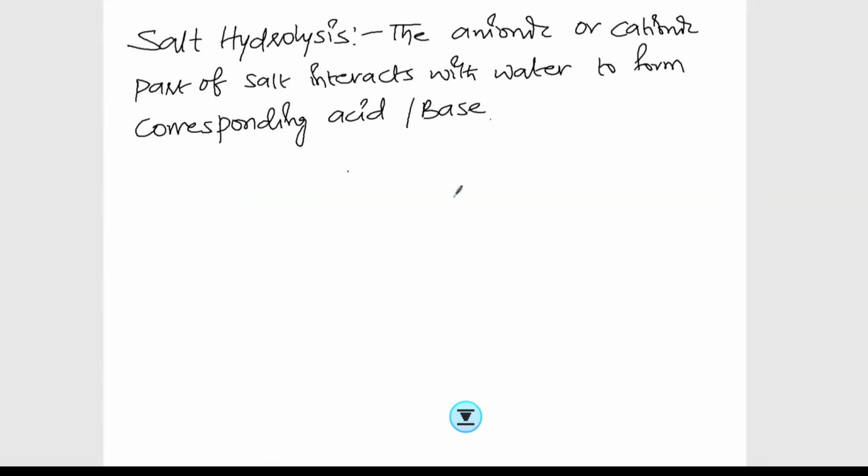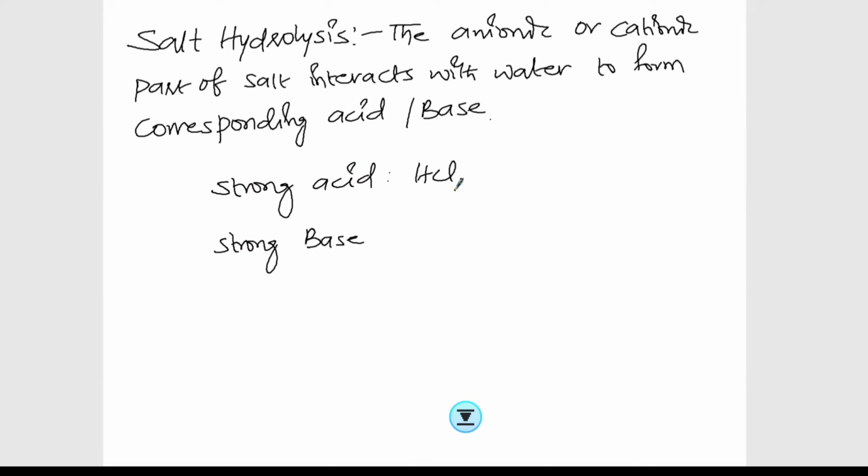So we know salt is a combination of acid and base, and we have strong and weak concepts, right? Strong acid, strong base, weak acid, weak base. By the combination of these four, we can have different salts, right? So let us take the first combination, that is strong acid and strong base.